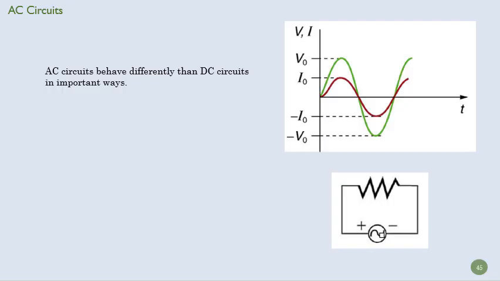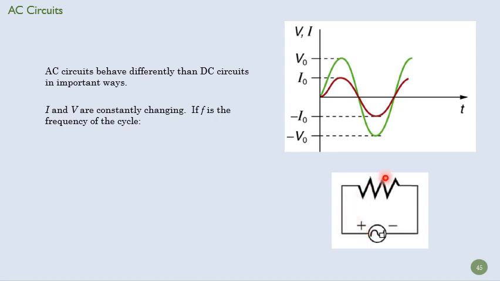So AC circuits behave differently than DC circuits. DC stands for direct current. The main way they differ is that they alternate, so the voltage is actually changing back and forth from a peak in one direction to a peak in another. Like in a battery, you always have the positive on one side and the current is always flowing this way in the circuit. In an alternating current, your source has a positive voltage on this side, and then it will switch to a positive voltage on this side and then switch back to a positive voltage on that side.